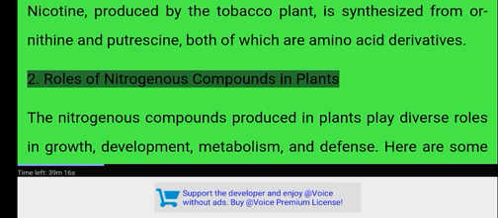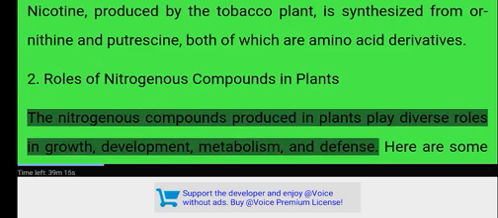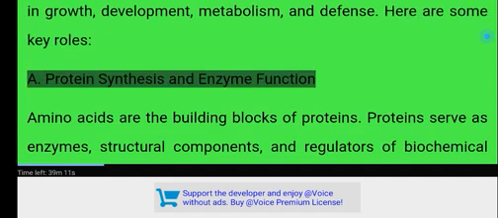2. Roles of nitrogenous compounds in plants. The nitrogenous compounds produced in plants play diverse roles in growth, development, metabolism, and defense. Here are some key roles. A. Protein synthesis and enzyme function.